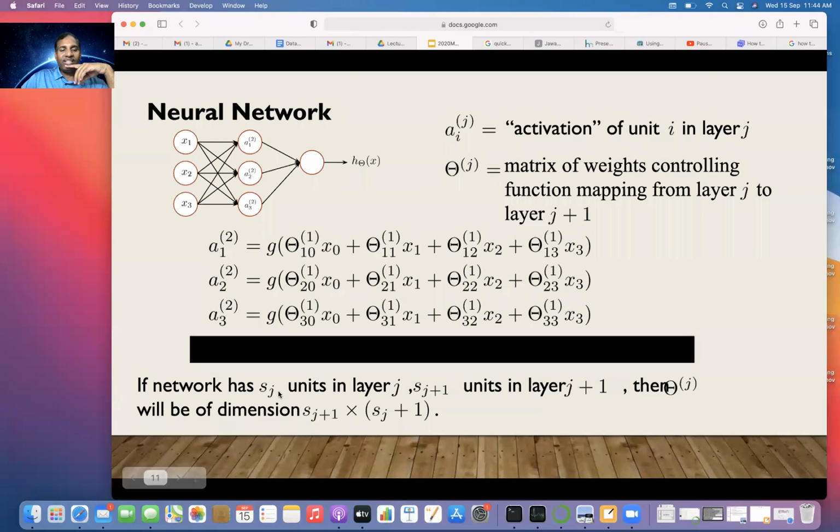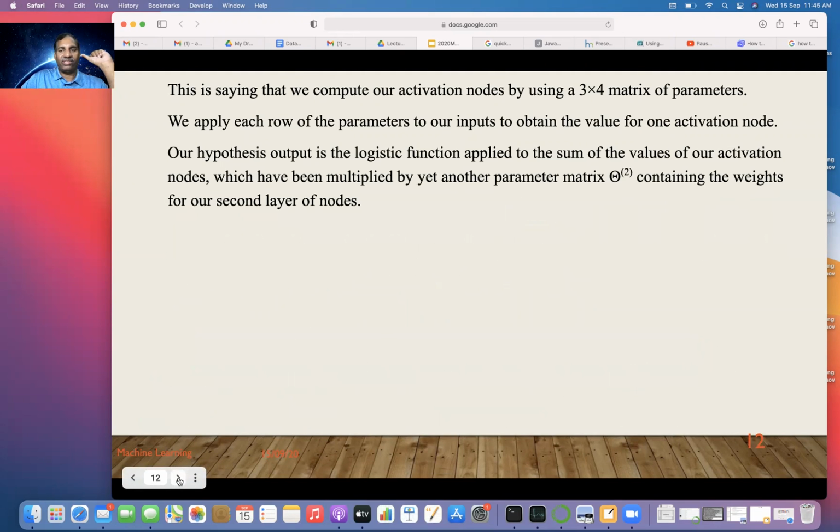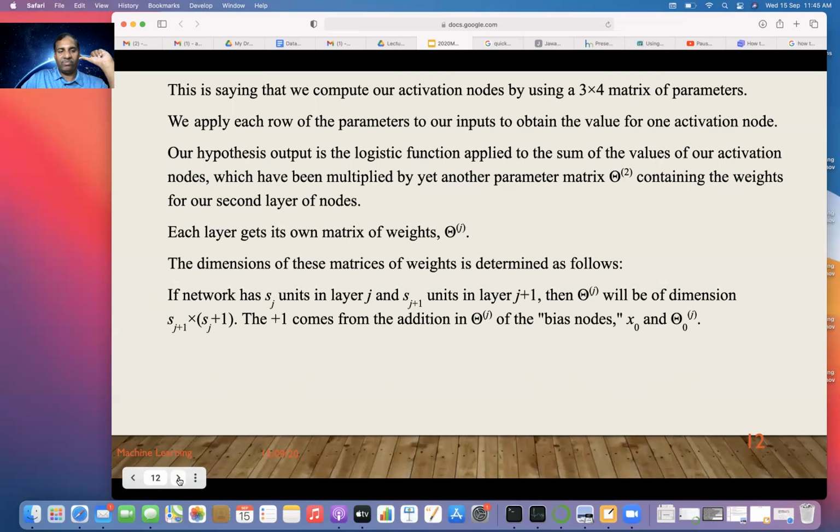Sj is the number of units in layer J. When you go to the next layer, number of units plus 1 more will come, right? That bias. That's why this is Sj plus 1. So that many weights we need to find out by using the same linear regression or sigmoid function.